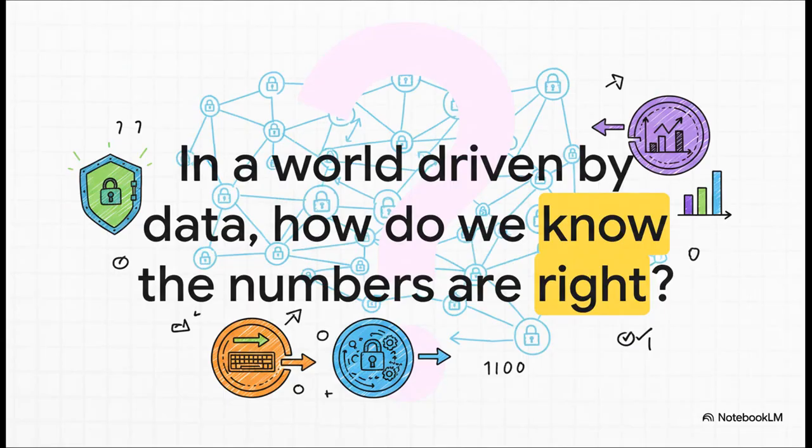Seriously, just think about it for a second. Every major business decision, every single stock price, it all rests on the assumption that the numbers are correct. But what if they aren't? This isn't just some philosophical question. Getting it wrong can be, well, catastrophic. The answer, believe it or not, lies in a set of digital safeguards we call application controls.